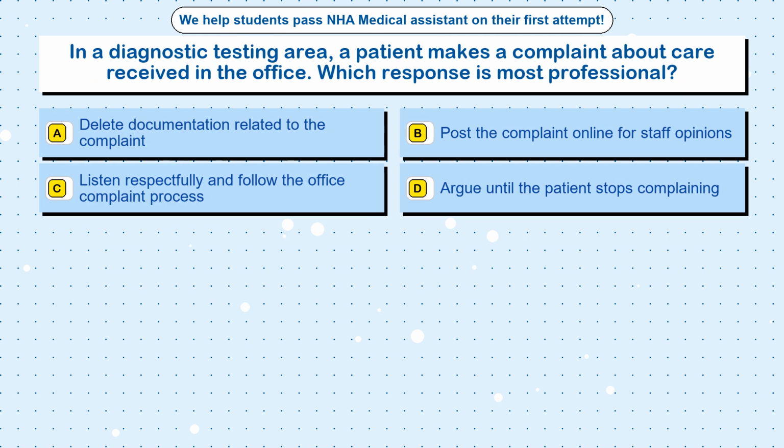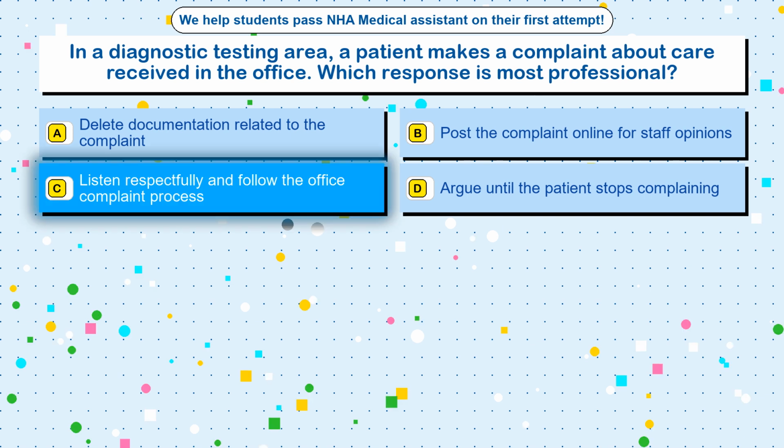Question 10. In a diagnostic testing area, a patient makes a complaint about care received in the office. Which response is most professional? Option A, delete documentation related to the complaint. Option B, post the complaint online for staff opinions. Option C, listen respectfully and follow the office complaint process. Option D, argue until the patient stops complaining.